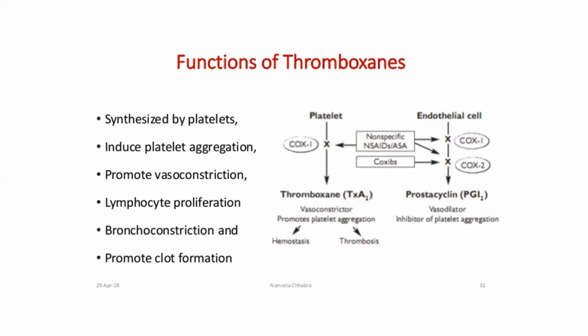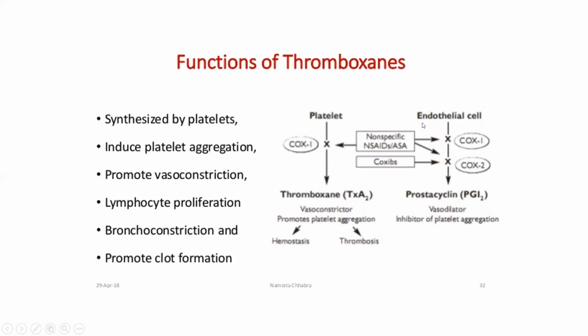Functions of thromboxanes. Thromboxanes are synthesized by platelets, induce platelet aggregation, and promote vasoconstriction, lymphocyte proliferation, bronchoconstriction, and clot formation. These are the functions of the thromboxane.